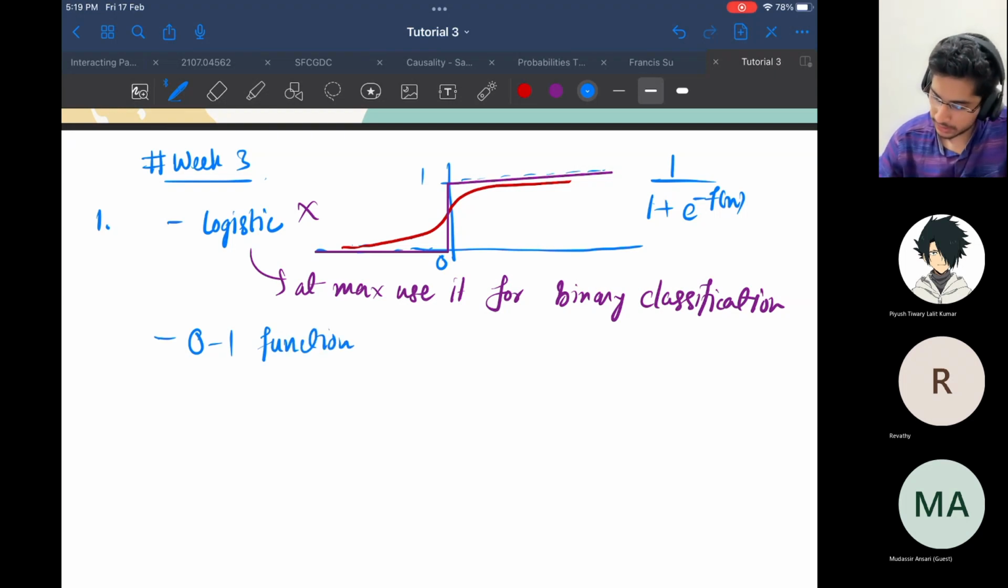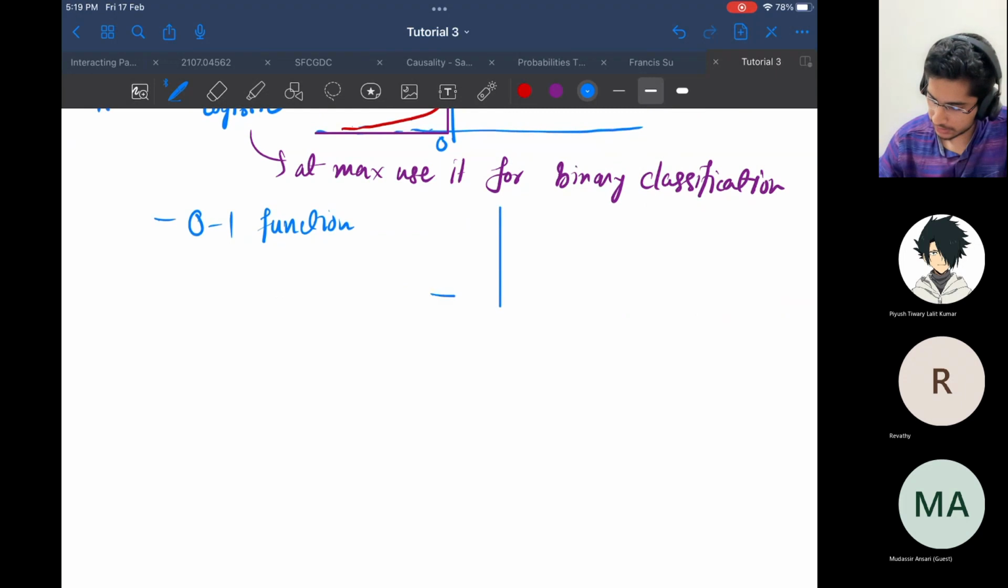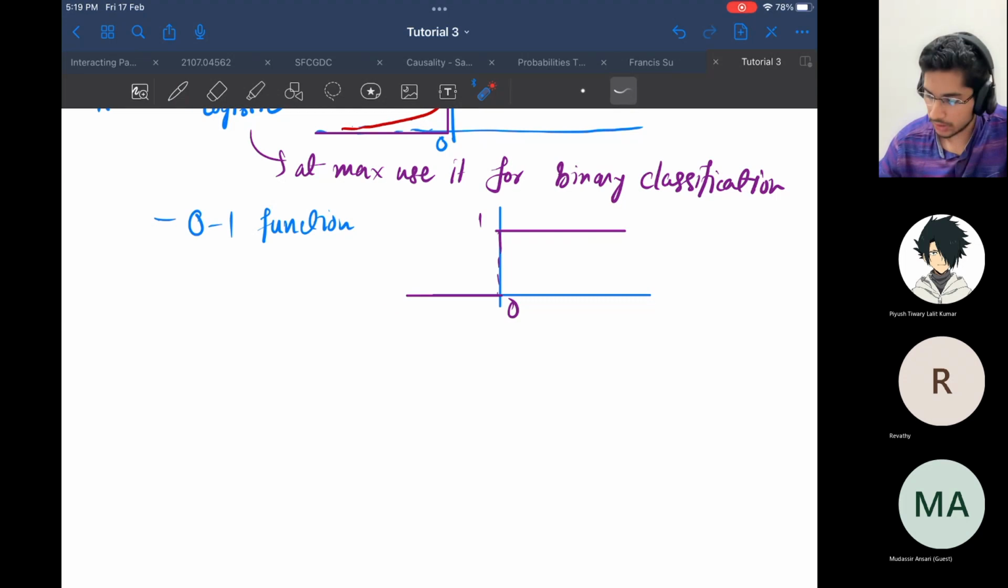So what is the 0-1 function? Again, I wrote it. I will again show it. So the 0-1 function is again something like this and this, right? So this is 0, this is 1. And so again, the problem still persists, right? You have one level here and another level here. But in a multi-class classification, you need several levels. You need another level here, another level here, another level. That is not available here.